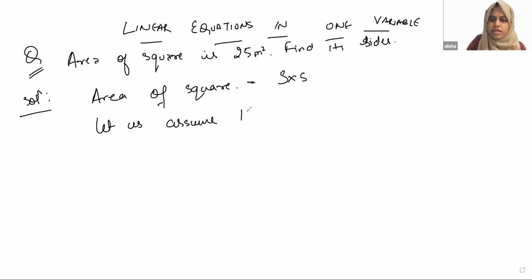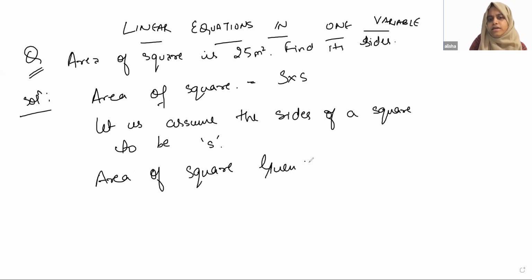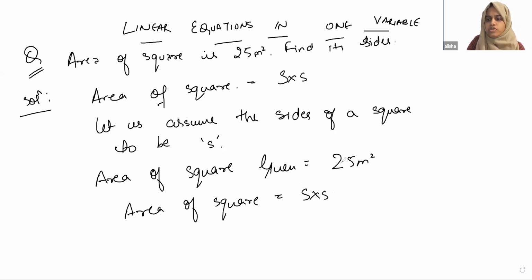So let us assume the sides of a square to be S. Can we take it S? Yes. So area of square is S into S. Let us assume the sides of a square to be S. In question, the area of square is given to be how much? Area of square is 25 meters square. We know that area of square is S into S, right? Yes. So S into S is given to be how much?